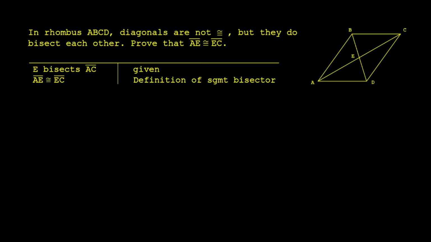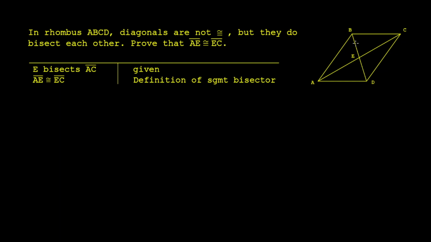The purpose of this video is to delve a little deeper into proofs. There are going to be some things that we put on the diagram that we don't use in the proof, but just doing it so you can see what's there. So here in rhombus ABCD, diagonals are not congruent, but they do bisect each other. Prove that AE is congruent to EC.